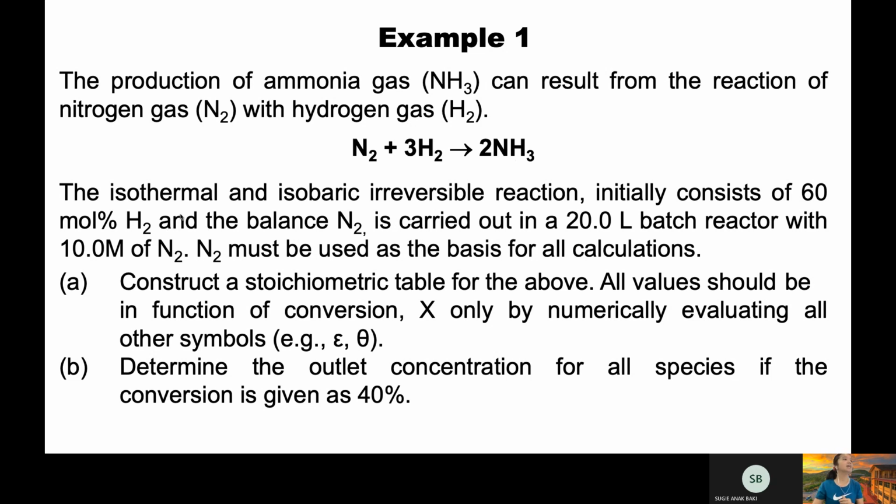Next, it says carried out in a 20-liter batch reactor. So they give us the volume of the reactor as 20 liters. Your V equals V0 equals 20 liters, because the reactor volume you run before and after is the same, the vessel is still 20 liters.